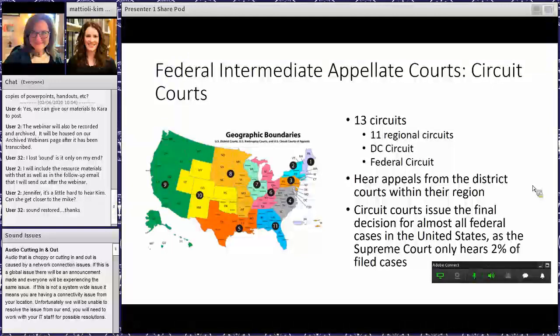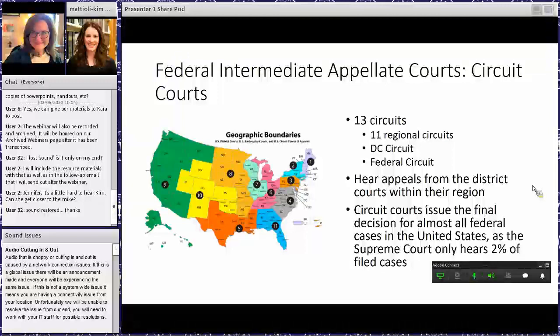The other ones hear appeals from the districts within their specific region. So for example, if you wanted to appeal a decision from one of the district courts in Indiana, your appeal would go to the 7th Circuit. And the 7th Circuit also includes district courts in Illinois and Wisconsin.